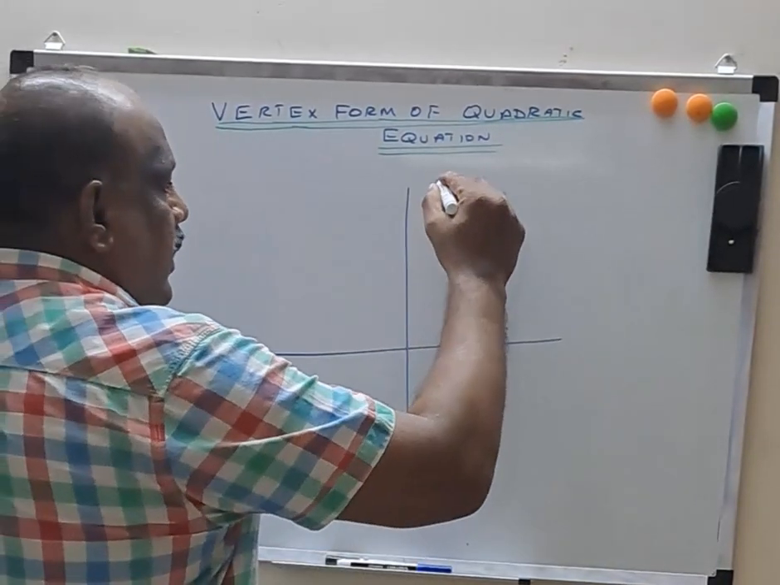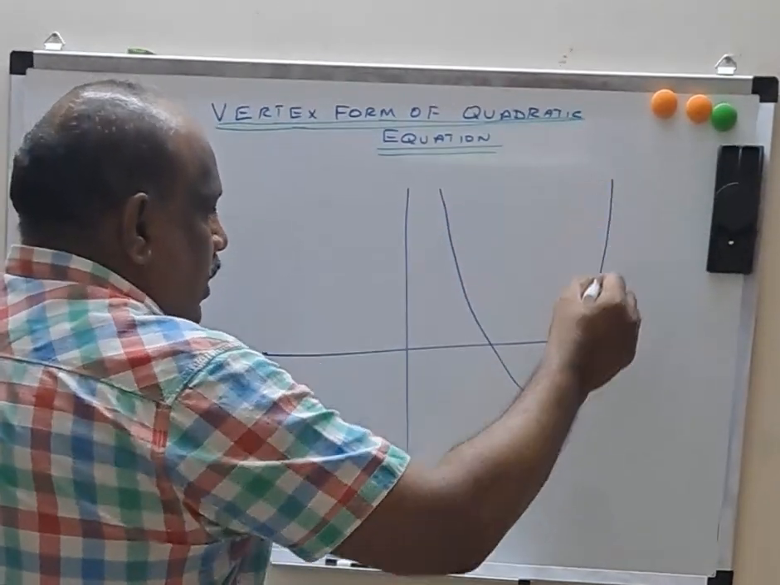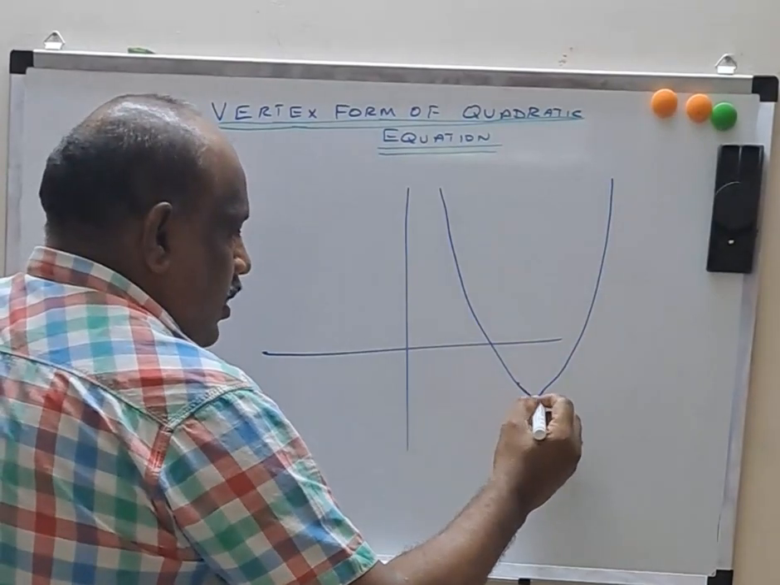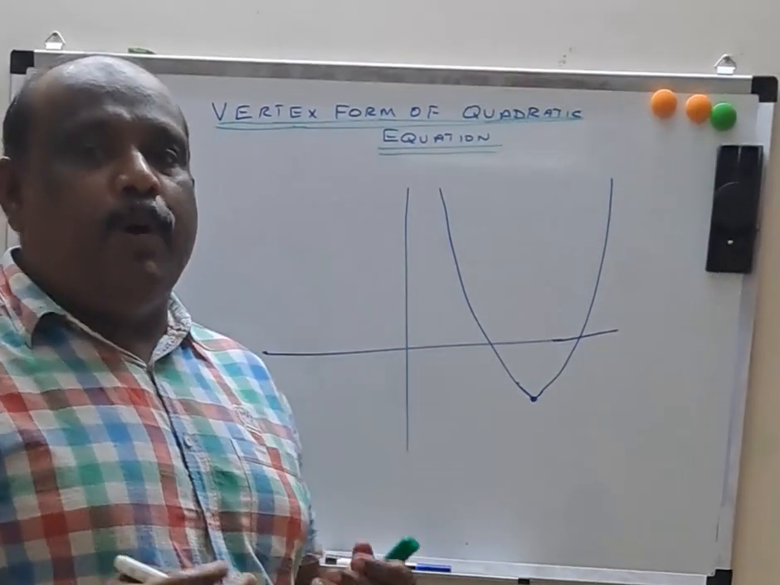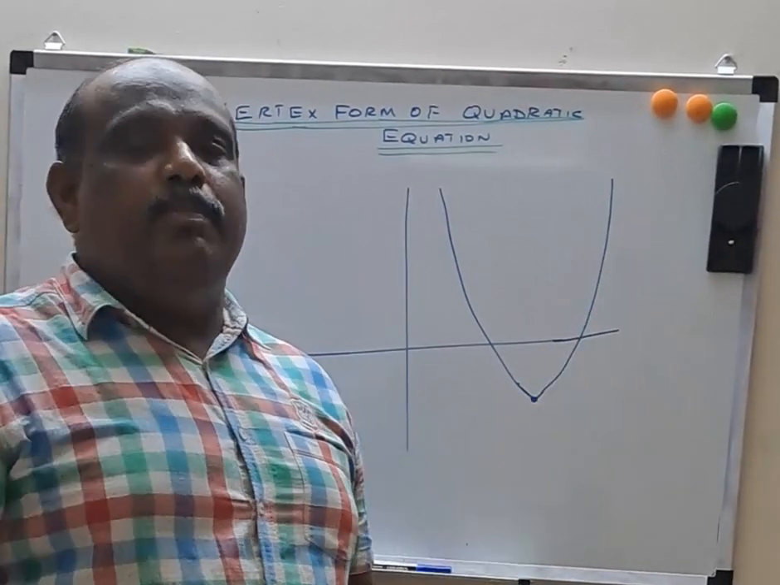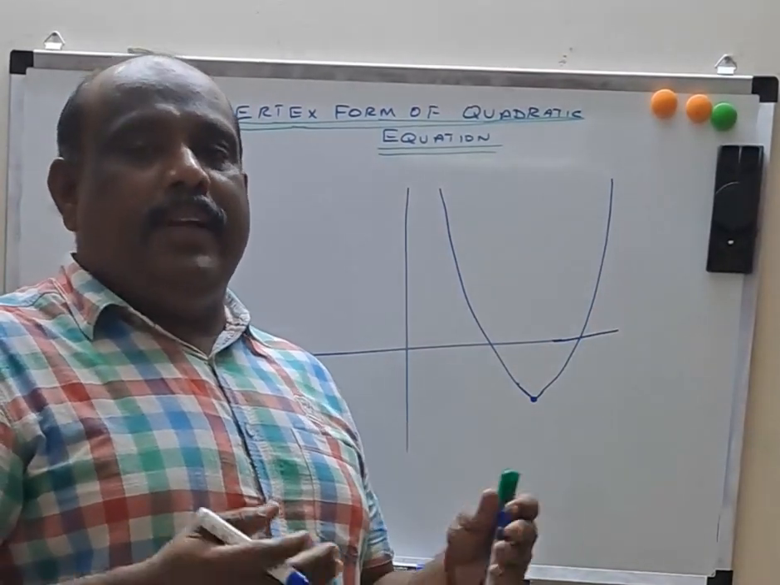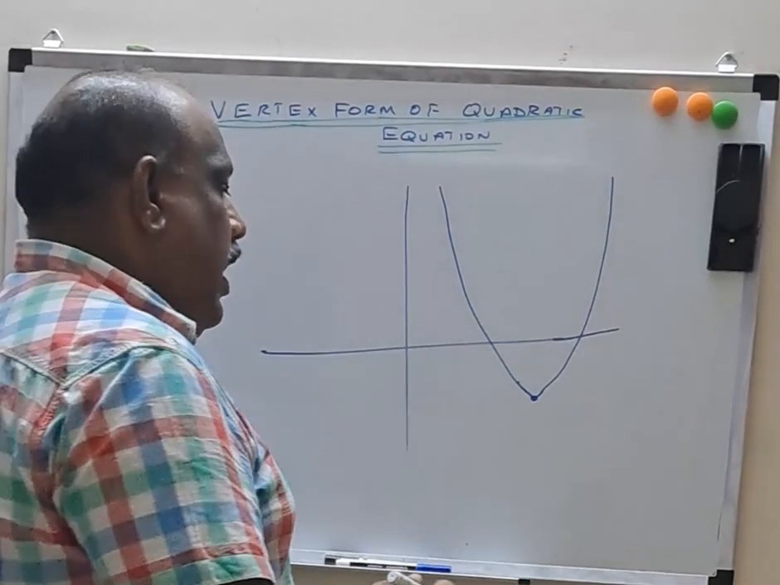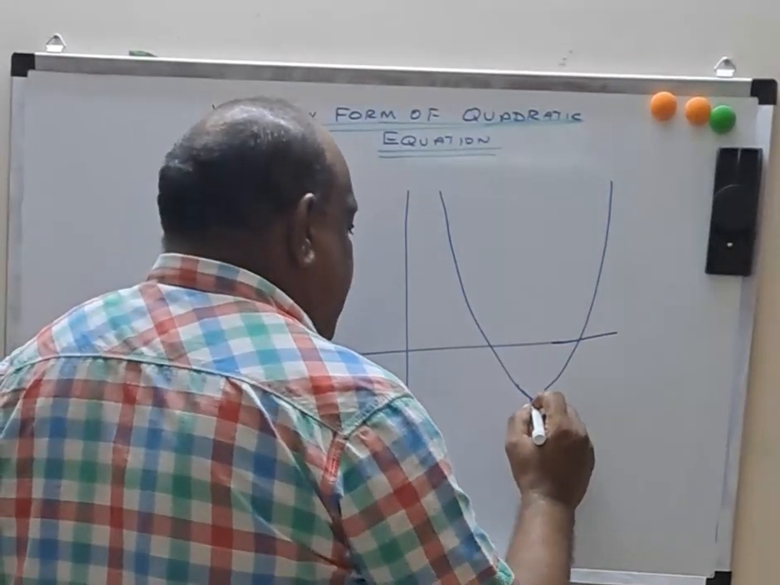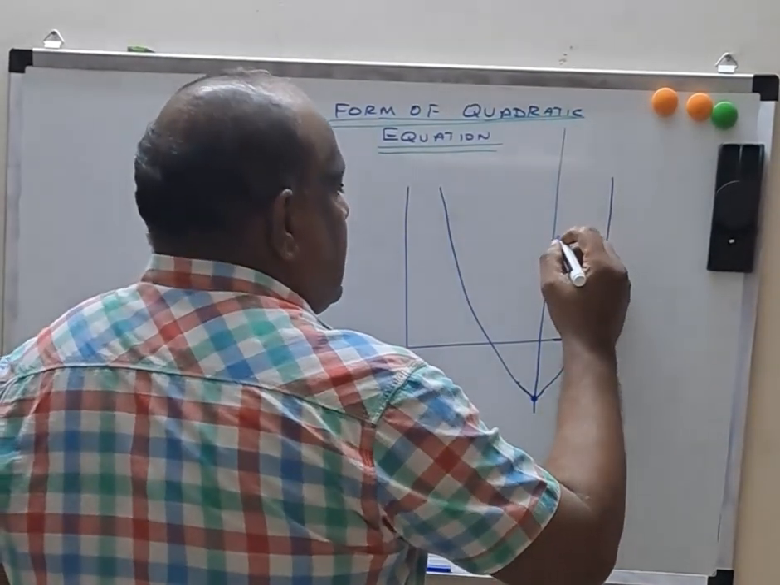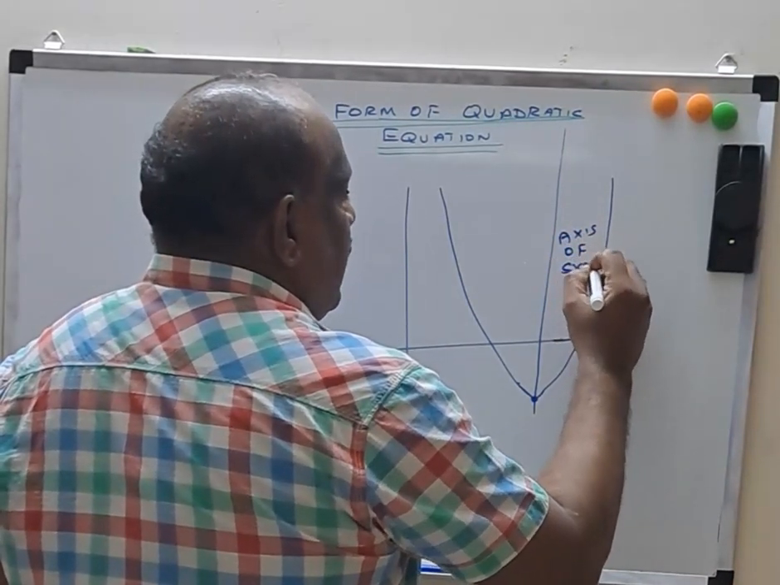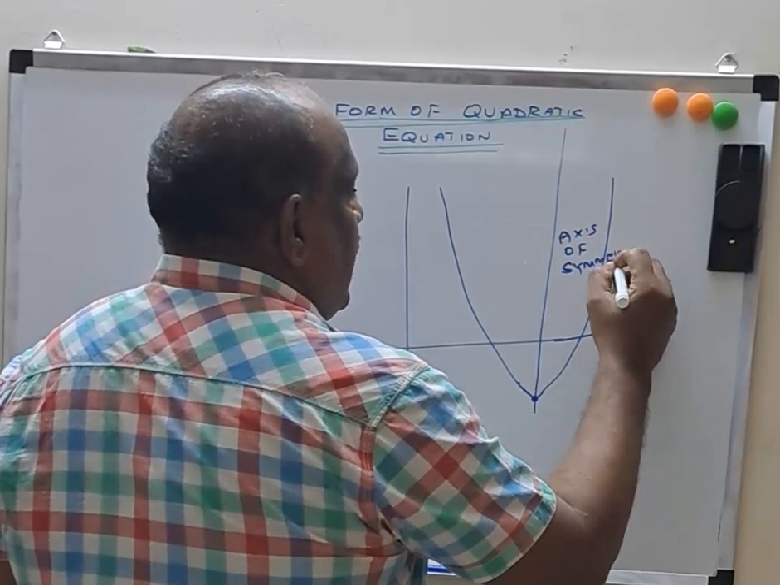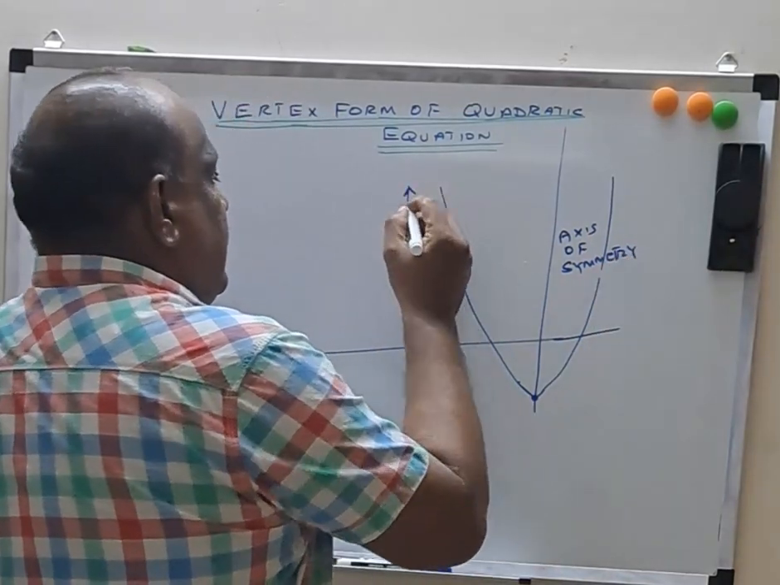So, if it is going to be a parabola, then this point is called the vertex. The vertex is the point where the two symmetry lines will meet in a parabola. And the line we draw through that point parallel to the y-axis is called the axis of symmetry. So please assume this axis of symmetry is parallel to the y-axis.